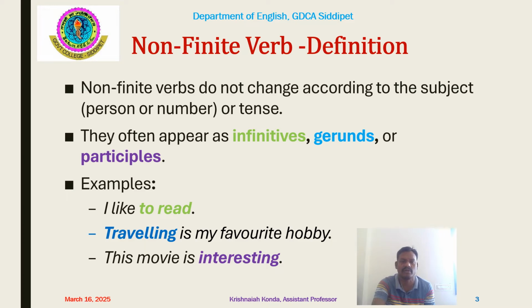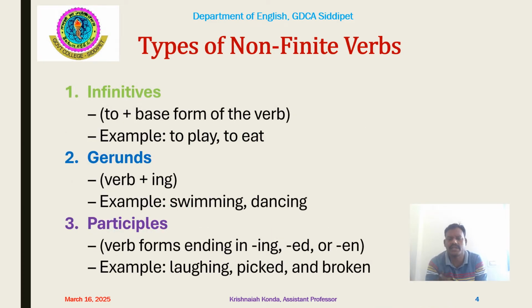For example, in the sentences, I like to read, traveling is my favorite hobby, this movie is interesting, the phrase to read and the words traveling and interesting are non-finite verbs. There are three types of non-finite verbs: infinitives, gerunds, and participles.